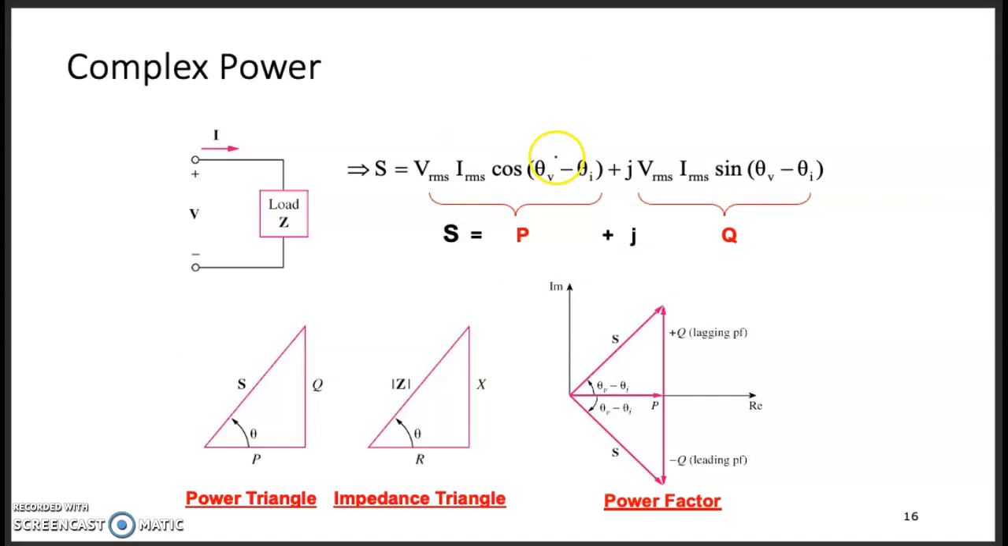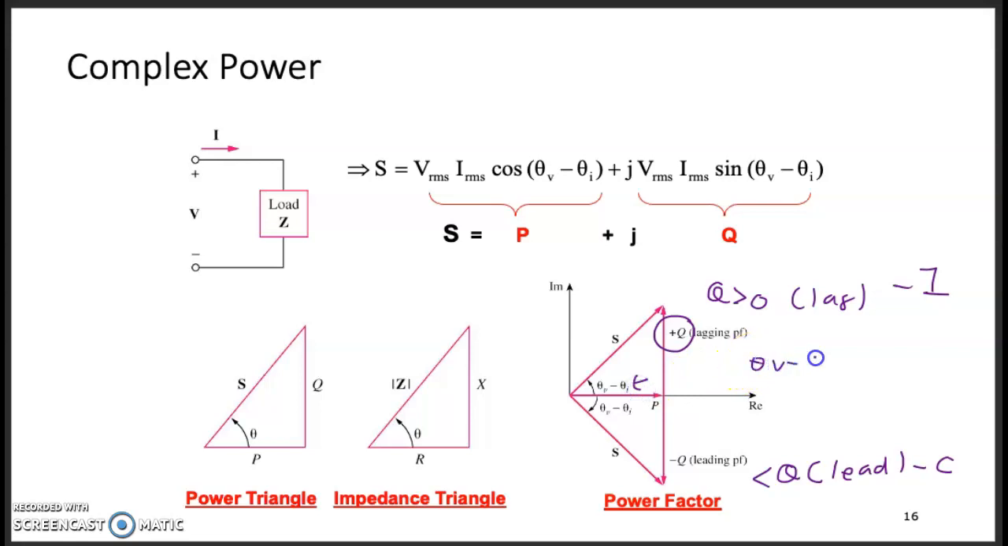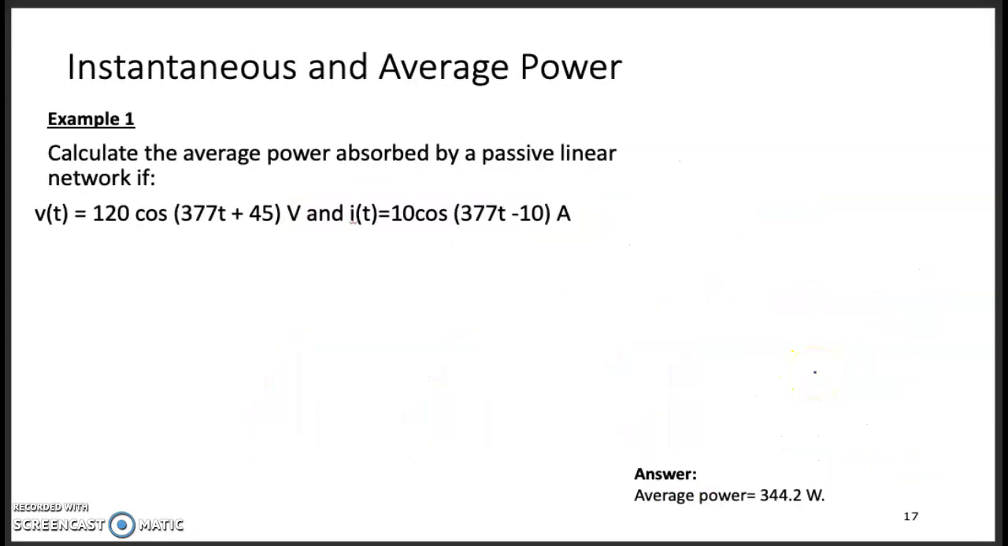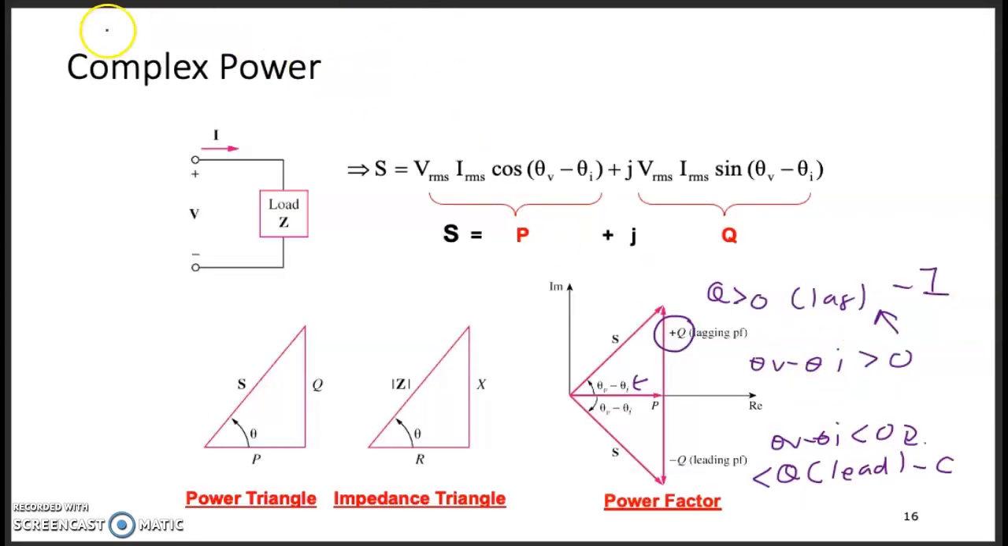So if you see this explanation, when you have a positive Q, more than 0, we call this one lag. When you have a negative Q, or less than 0, we call this one lead. So lead means capacitive, lag means inductive. Or you look at the angle perspective. If delta V minus delta I is more than 0, it is lag. If delta V minus delta I is less than 0, it is lead. From here you are going to know whether your circuit is leading or lagging. We'll see the example in the next video.